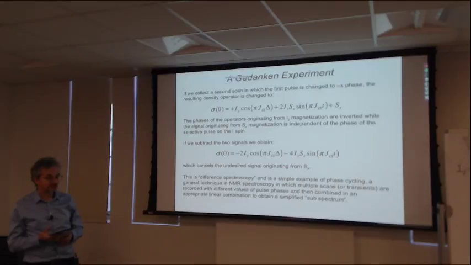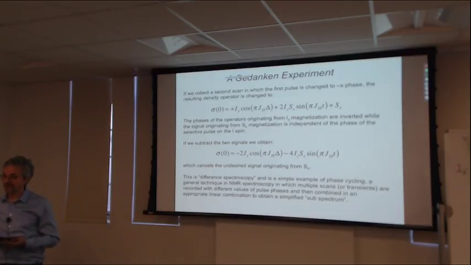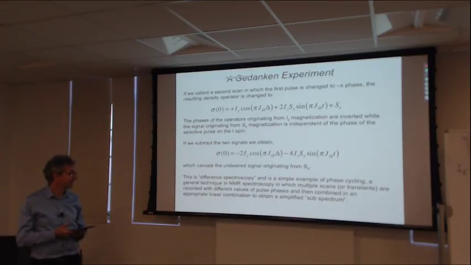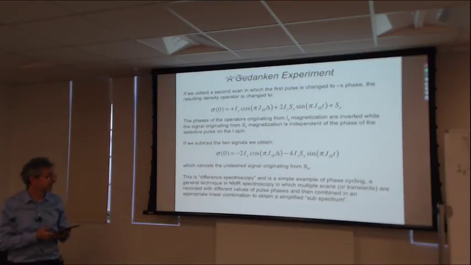So that would be called difference spectroscopy in NMR. I record two signals and subtract them in order to null the signals that I'm uninterested in. And it's the simplest example of phase cycling, in which we'll take spectra with different phases of the pulse sequence, and then add them together in some fashion in order to get a simplified spectrum that's easier for us to interpret. So difference spectroscopy is a very simple case of phase cycling.